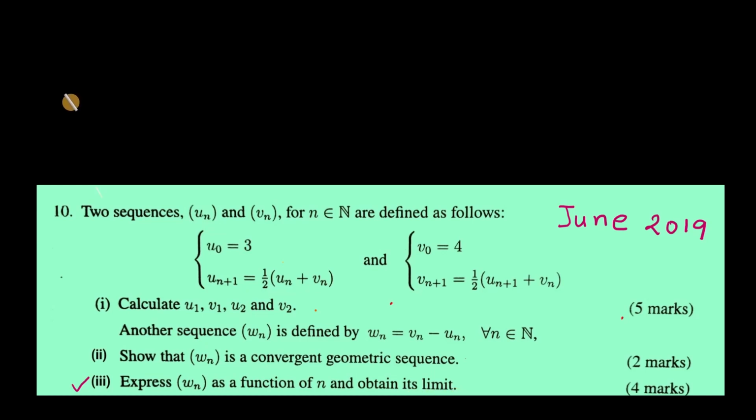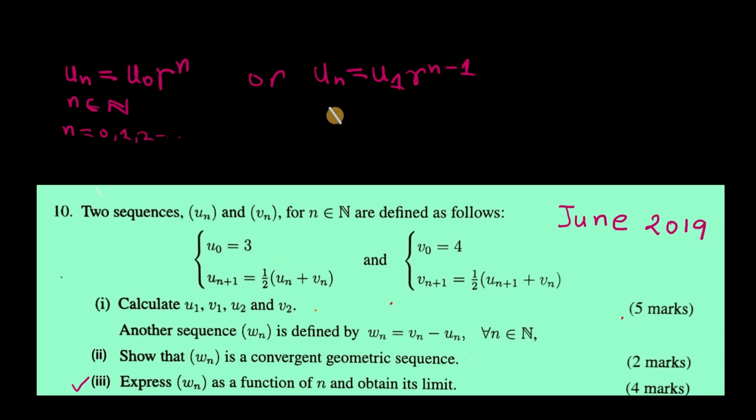You know, the general term of any geometric sequence, un, is equal to u0 r to the n, where n belongs to the set of natural numbers. That is, n is equal to 0, 1, 2, and so on. Or un is equal to u1 r to the n minus 1, where n belongs to the set of natural numbers star. That is, n is equal to 1, 2, 3, and so on.